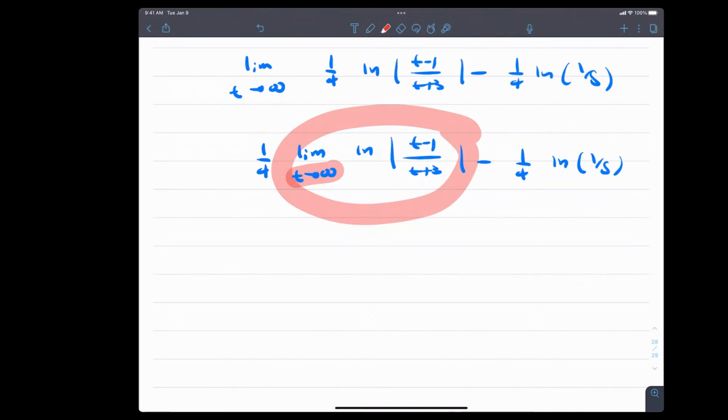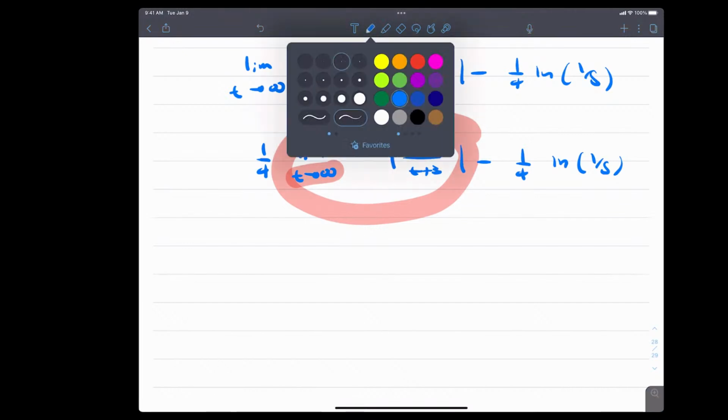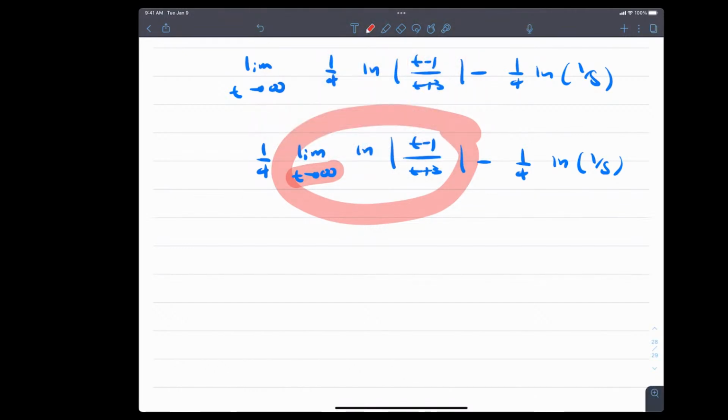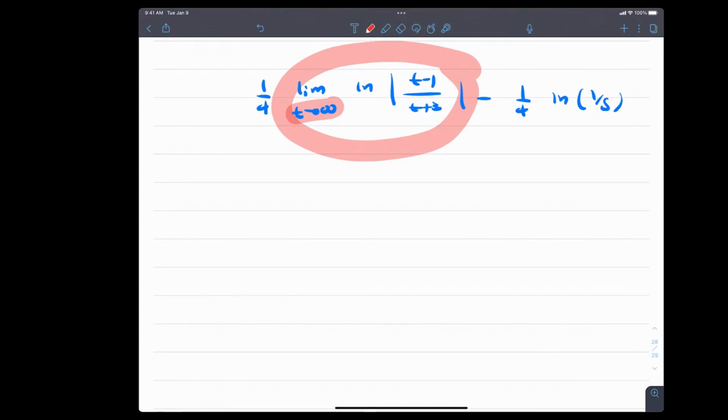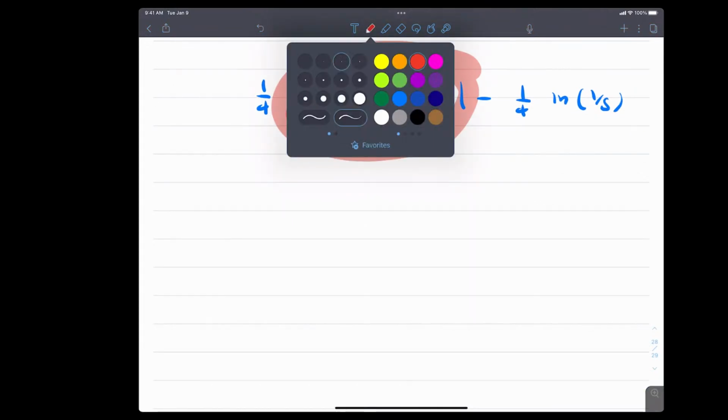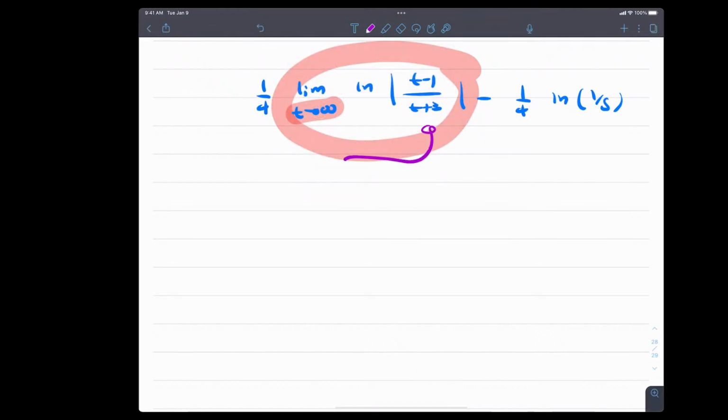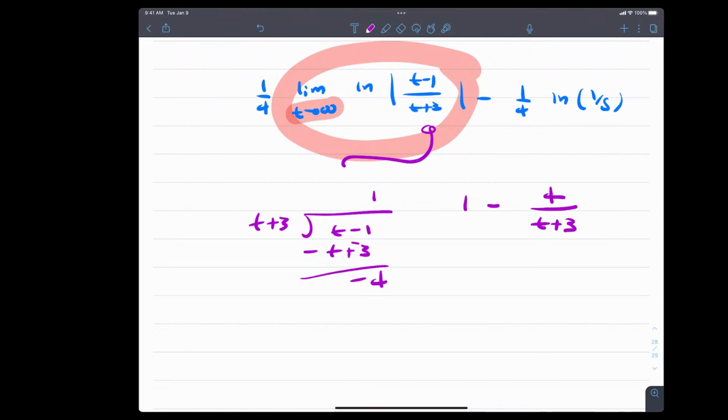All right, let me ask you guys a question. How did you find that limit? Anybody know? How would you get that limit? Can I share with you guys that little trick again? Write t minus 1 over t plus 3 as 1 minus 4 over t plus 3, by subtracting 4 from the numerator t plus 3 and then dividing.